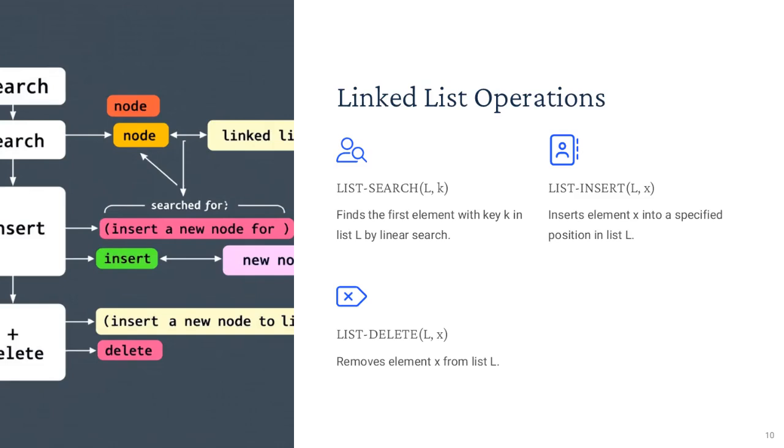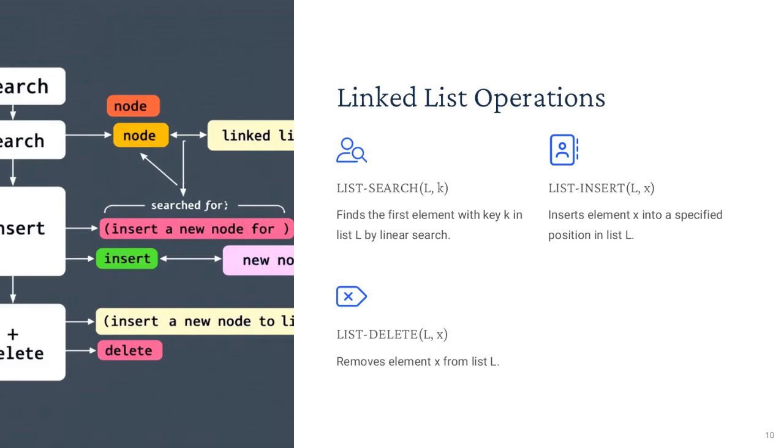List search is used to find a node containing a specific key. This operation involves traversing the list and takes linear time, or O(n), in the worst case. List insert allows the addition of a node at a specific position. In doubly linked lists, insertion is efficient, taking constant time, or O(1), as it only requires pointer adjustments. List delete removes a node by splicing it out of the list, also in constant time for doubly linked lists.